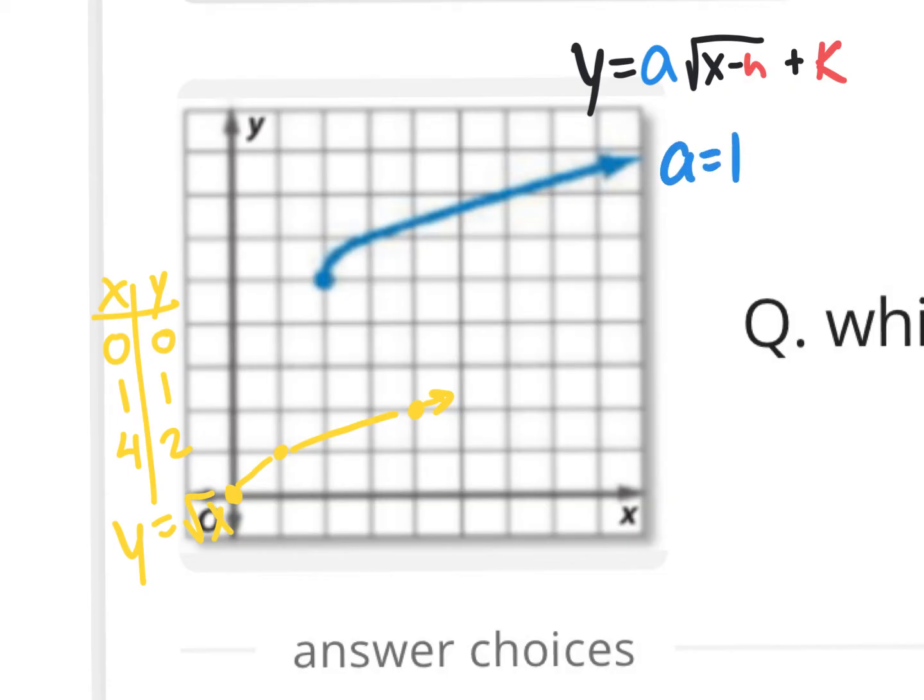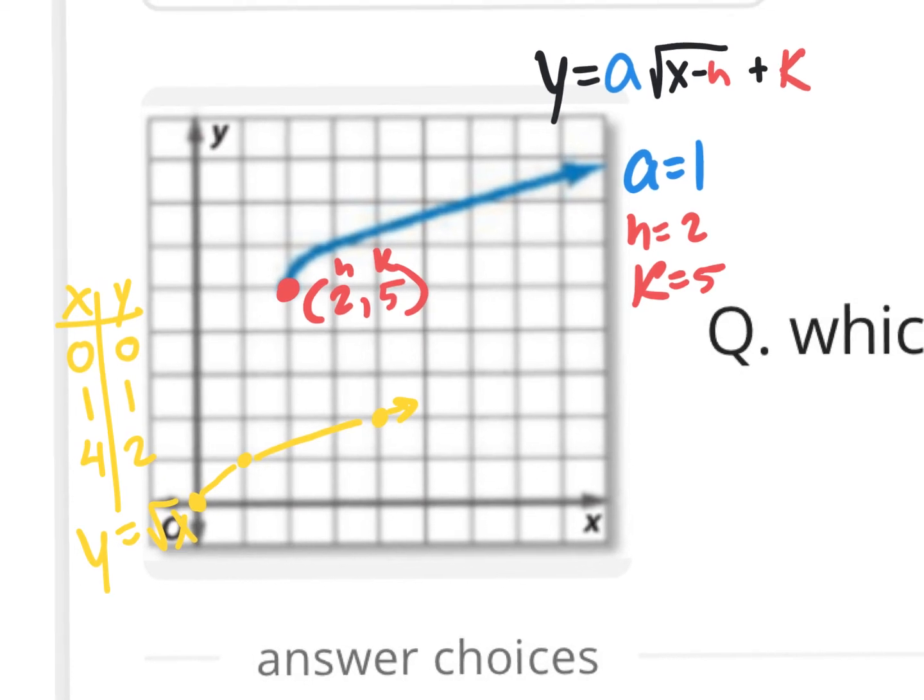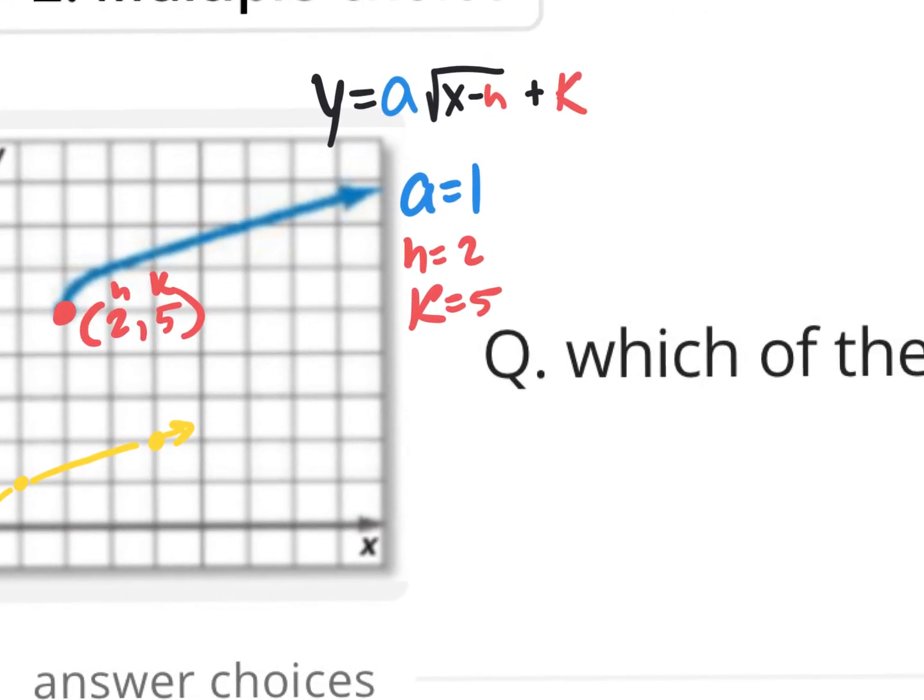The H and K value, it's just that beginning point, that most important point. And that is the coordinate 2, 1, 2, 3, 4, 5, I believe. Let me see, 2, 1, 2, 3, 4, 5. Yep, 2, 5 is that important beginning point or end point, and that is the H value of 2 and the K value of 5. H is 2, K is 5. So once we know the A, the H, and the K, we will be able to write our equation.